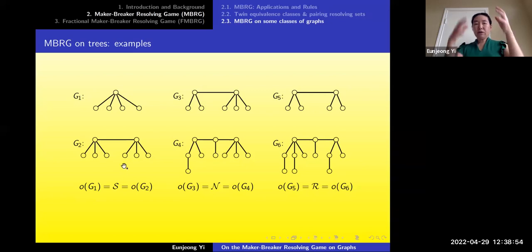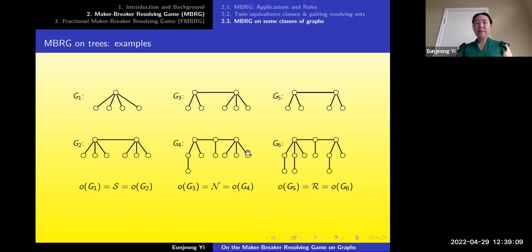If you look at the middle graphs, G3 and G4, there is 1 twin equivalence class of cardinality 3, and the rest of them are at most 2. In that case, the first player wins.